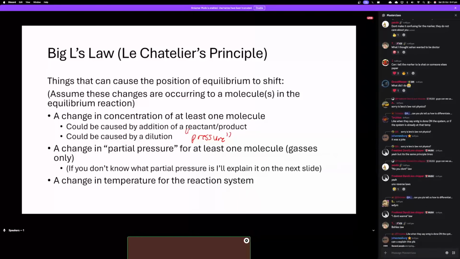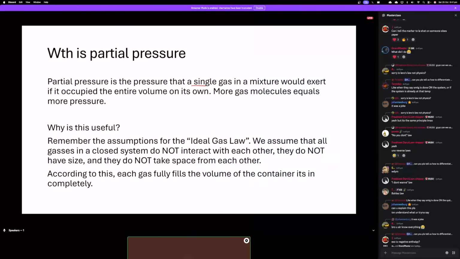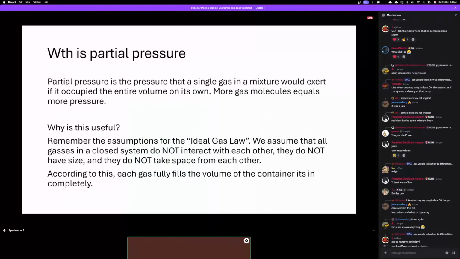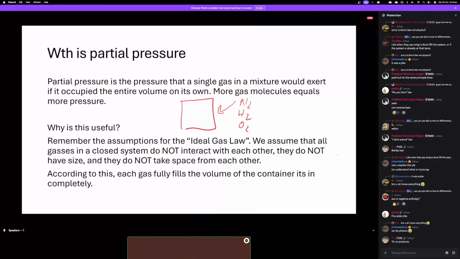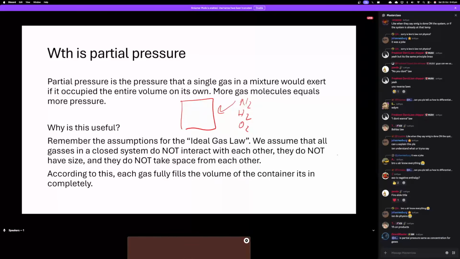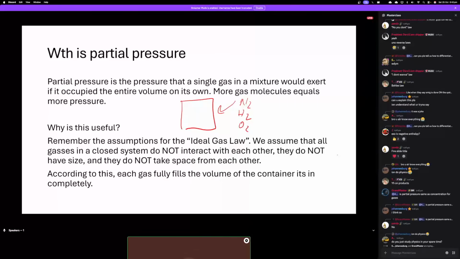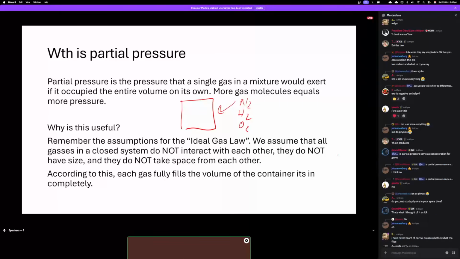Let's go through these just one by one. What is partial pressure? Partial pressure is the pressure that a single gas in a mixture would exert if it occupied the entire volume on its own. So imagine I had some box here, and in this box there was N2 and H2 and O2 and whatever else, and there was some mix of them. It's partially the same as concentration for gases, yeah, in a way. I know it's not the exact same, but I think you can think about it similarly.